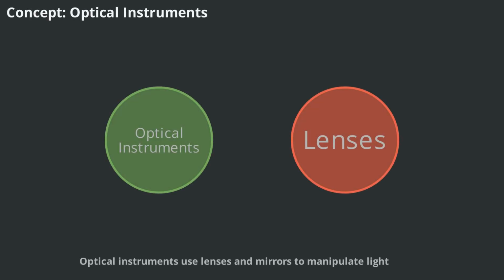Optical instruments use lenses and mirrors to manipulate light, enhancing our ability to observe the world. From magnifying glasses to advanced telescopes, these tools rely on the principles of refraction and reflection. They have revolutionized science, medicine, and our understanding of the universe.